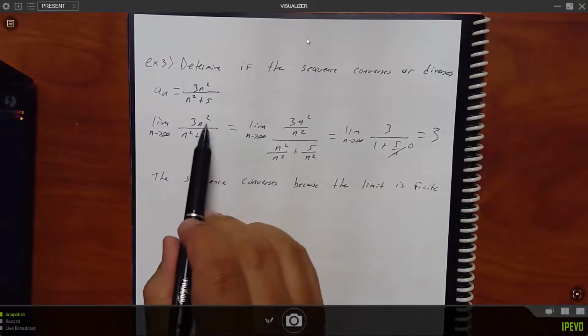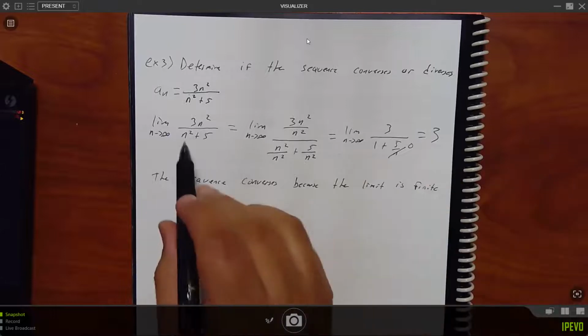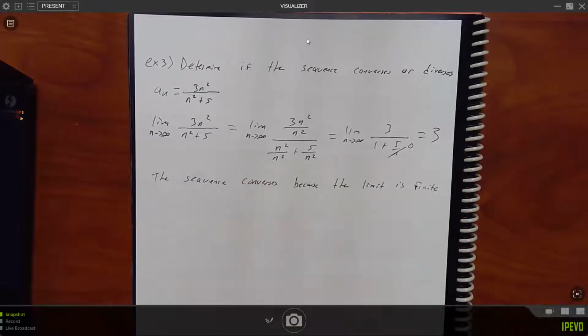But you see that the n squared was the highest power, right? So all I have to do is look at the 3 and the 1, right? And divide 3 by 1. You're good. That's it.